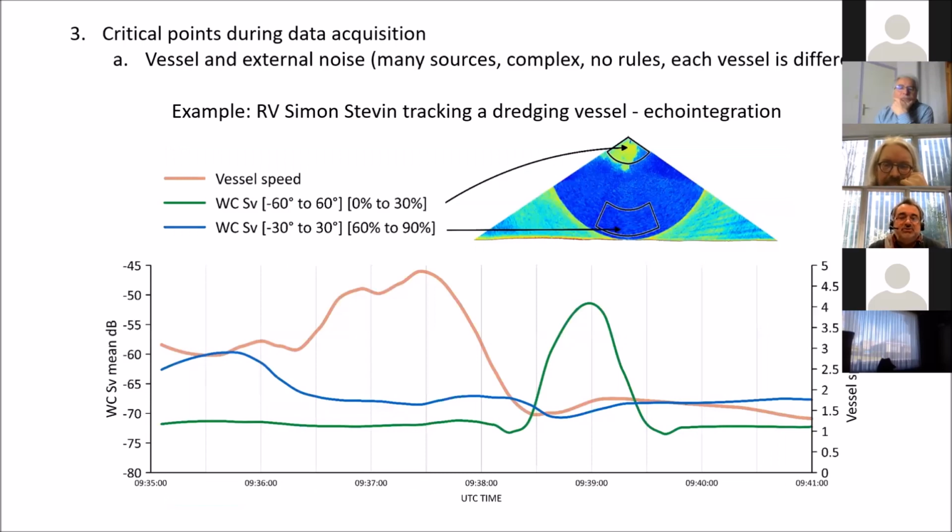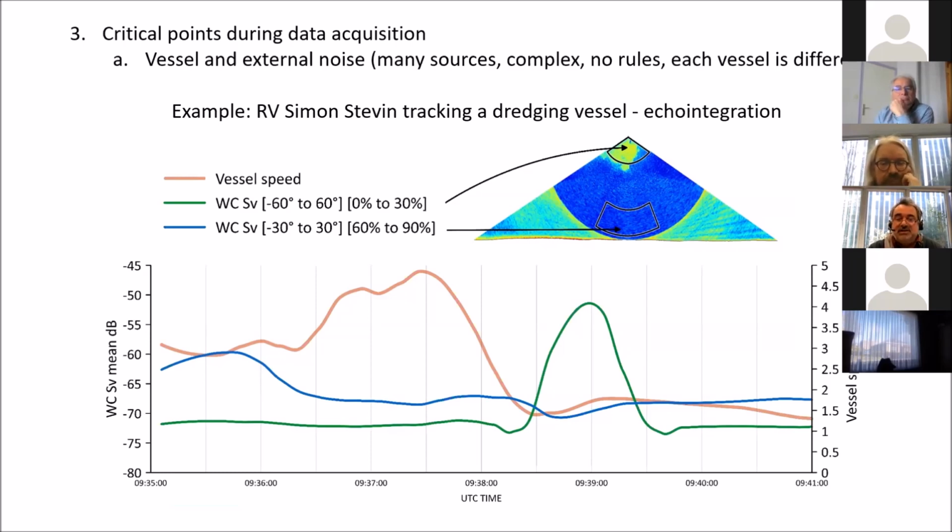So we echo-integrate the data in two sectors, on the upper part of the water column and on the lower part of the water column. So you see three curves on the graph. The speed of the vessel is in dark pink, given in meters per second. You have to multiply by 2 to have that in knots. The variation of the average amplitude in the upper part of the water column corresponds to the green curve, and the blue curve provides the same variation measured in the lower sector, close to the bottom.